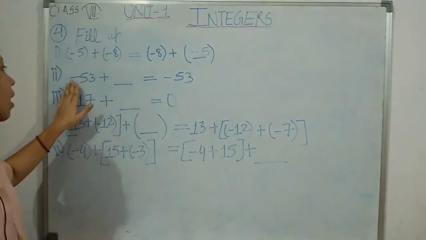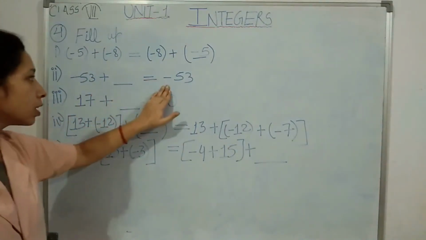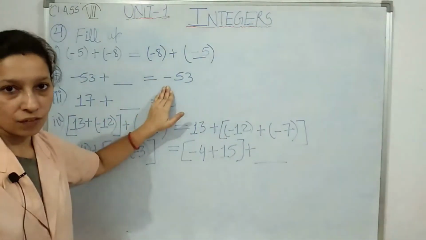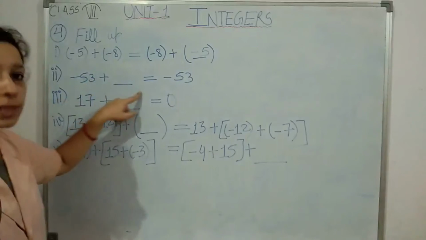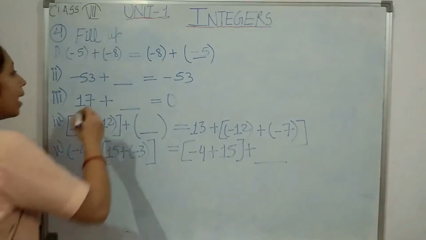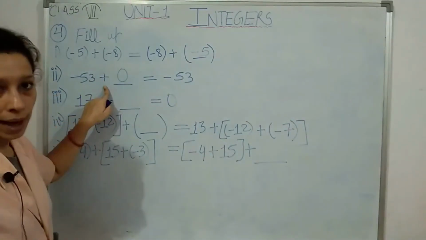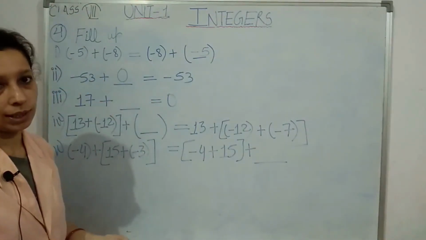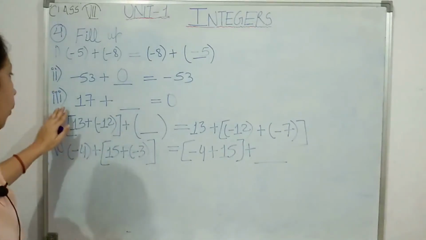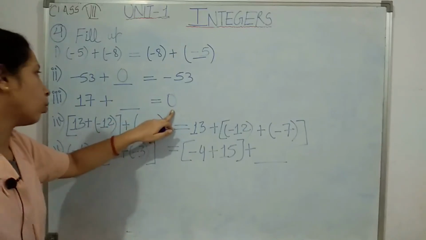Second point, students, minus 53 is added to such a number whose result will again be minus 53. So what can we add here so that the result will be the same only? We can add minus 53 with 0, isn't it? Minus 53 plus 0, you are going to get minus 53 only. Clear, students?